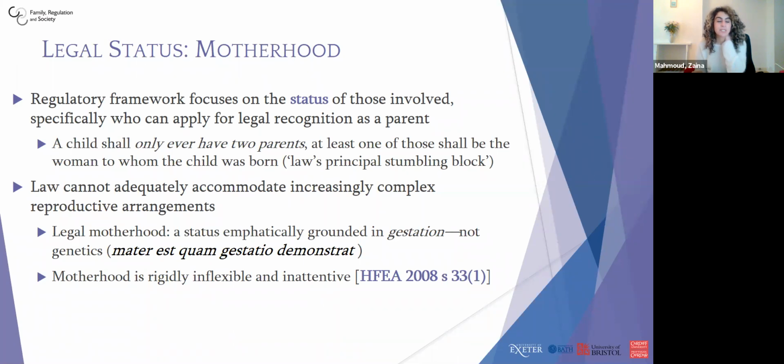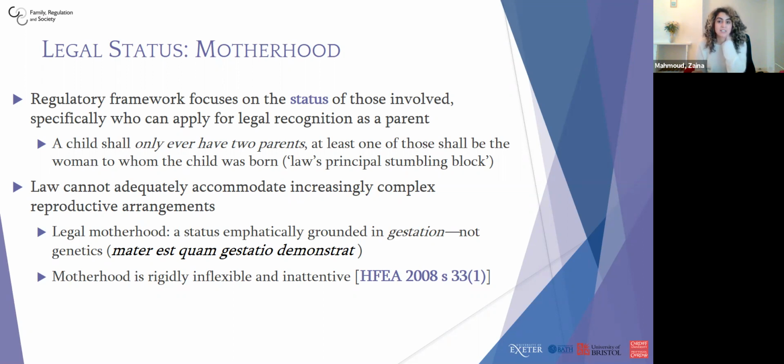The preoccupation with the potential familial harm underpinned legislation regulating motherhood. An insistence on having the woman to whom the child was born recognized as the legal mother grounded the surrogate's automatic establishment as the legal mother. This insistence is referred to as law's principal stumbling block by Emily Jackson.